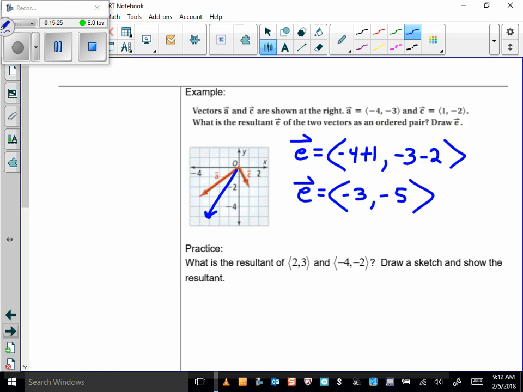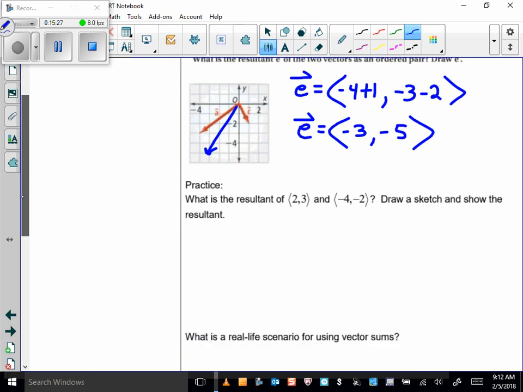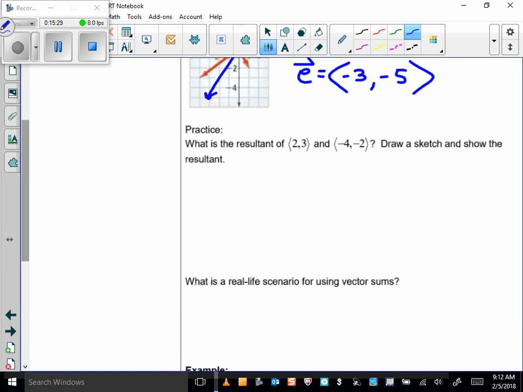Okay, easy as that. Add the components to find the resultant. What is the resultant of these two vectors? So it says let's draw a sketch. Okay, let's draw a sketch first. We got (2, 3). So (2, 3). So there's our first one.